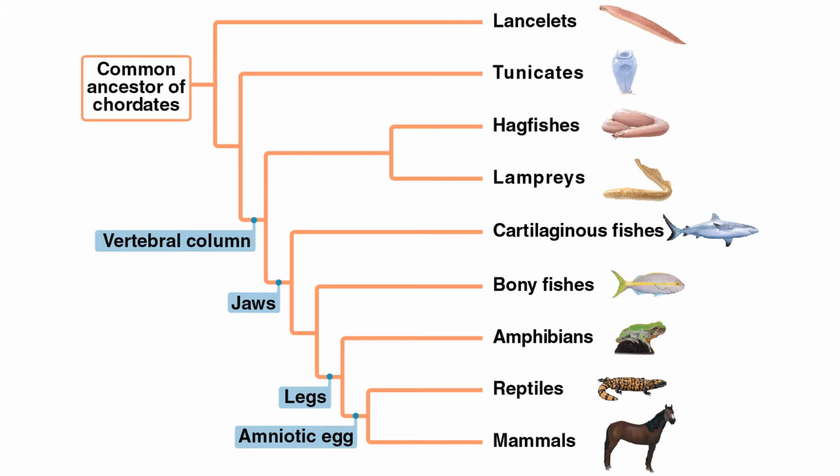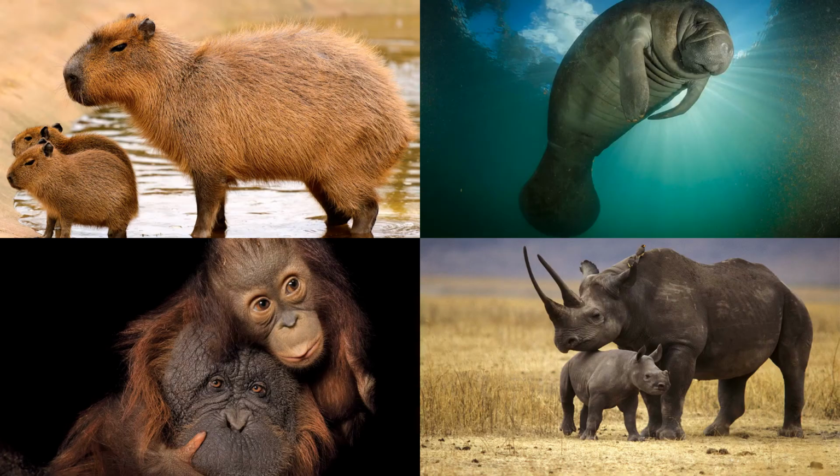So now we're moving on from the reptiles, and we're going to start to talk about the mammals, which is the group that we're going to be in. And as you can see, mammals are going to have all of these different adaptations that we've talked about today. We have a vertebral column, we have a jaw, we have 4 limbs, and we are going to have an amniotic egg.